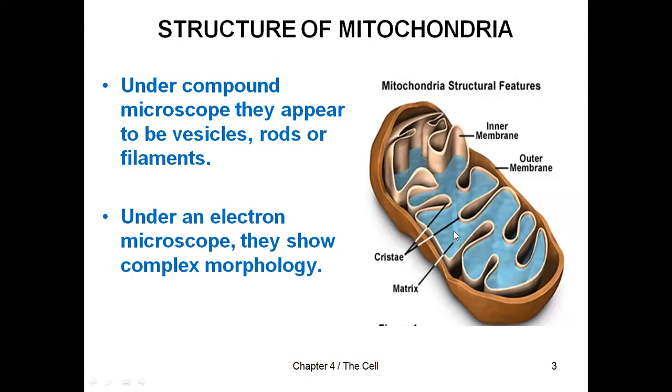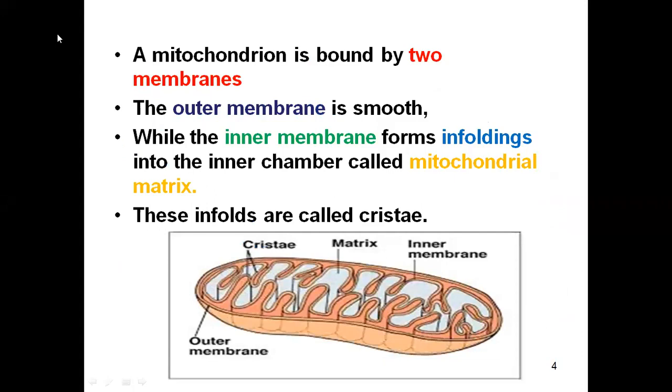And the electron transport chain is going to take place between these two areas. This is the intermembrane space. The space between the inner membrane and the outer membrane is the intermembrane space. Mitochondria is bound by two membranes. The outer membrane is smooth, while the inner membrane is very long and forms infoldings. The inner chamber of the mitochondria is called the mitochondrial matrix. These infoldings are called cristae.